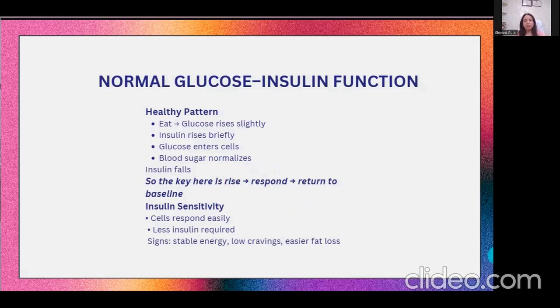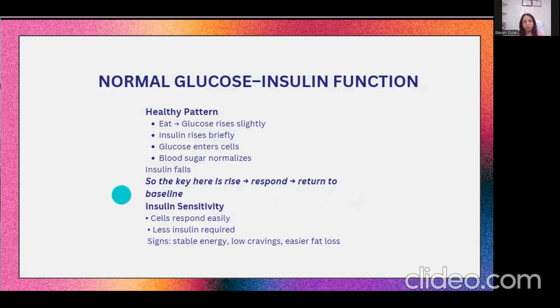ठीक है, but as the glucose moves into the cell, the blood sugar should return to normal. Once the job is done, the insulin level will come back to normal. So the key is: rise, respond, return to normal. This should be the normal scenario in the body. The smooth, temporary cycle should be like that, and should not be constantly high.